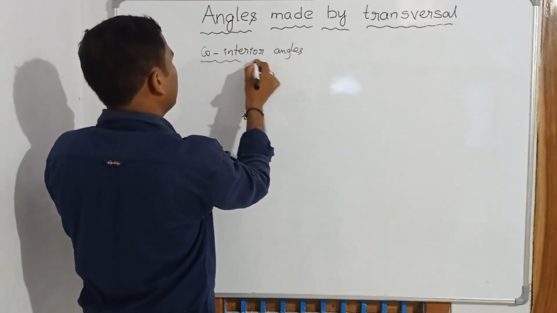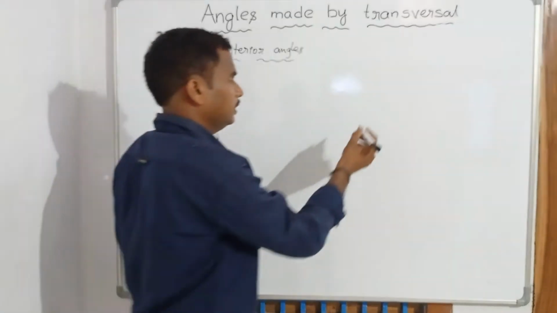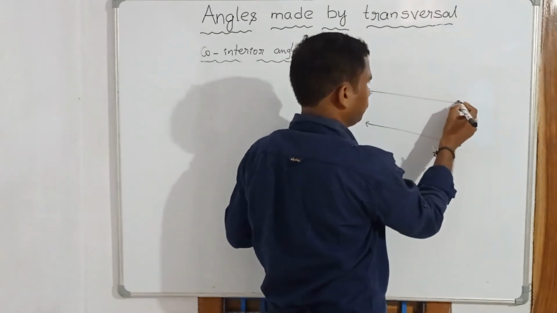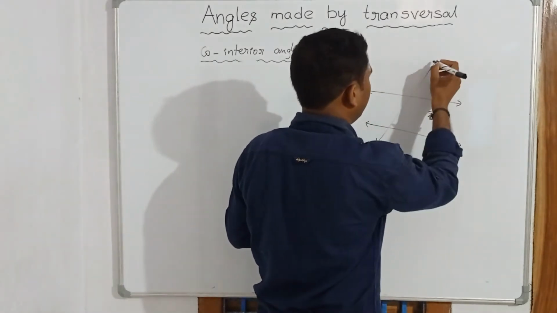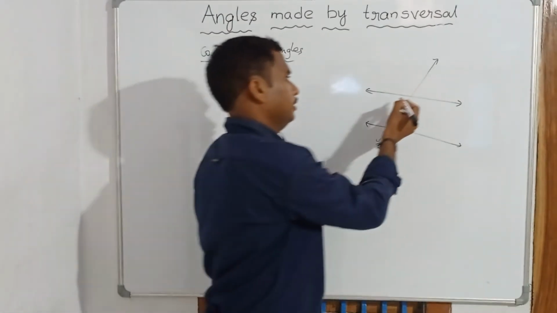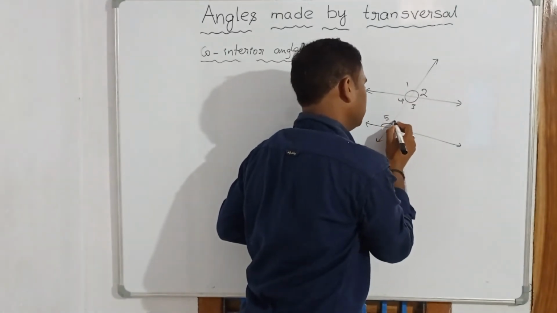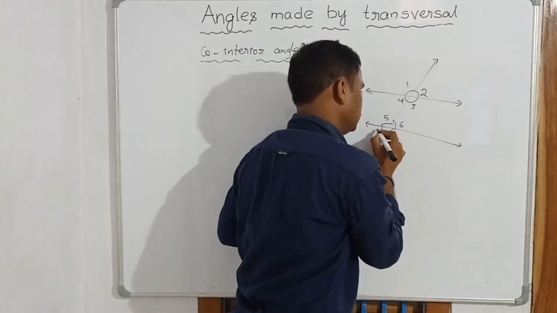What are co-interior angles? See this figure. These are two lines, and this is a transversal line. Angles 1, 2, 3, 4, this is 5, this is 6, this is 7, this is 8.